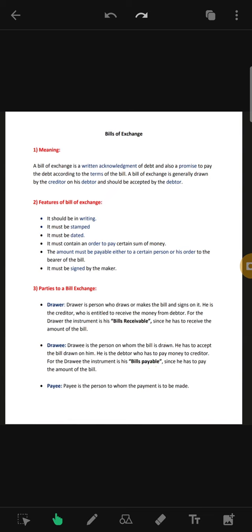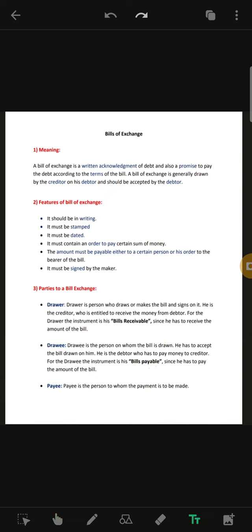Let's see the features of bill of exchange. The very first feature is that it must be in writing. Any bill of exchange must be in written form in order to provide legal reference to both the parties, and it must be stamped and dated. The date should be mentioned whenever a credit transaction has taken place in the business. Then it must contain an order to make the payment by the debtor to the creditor, it must include the amount as well, and it must be signed by the maker, that is the drawer.